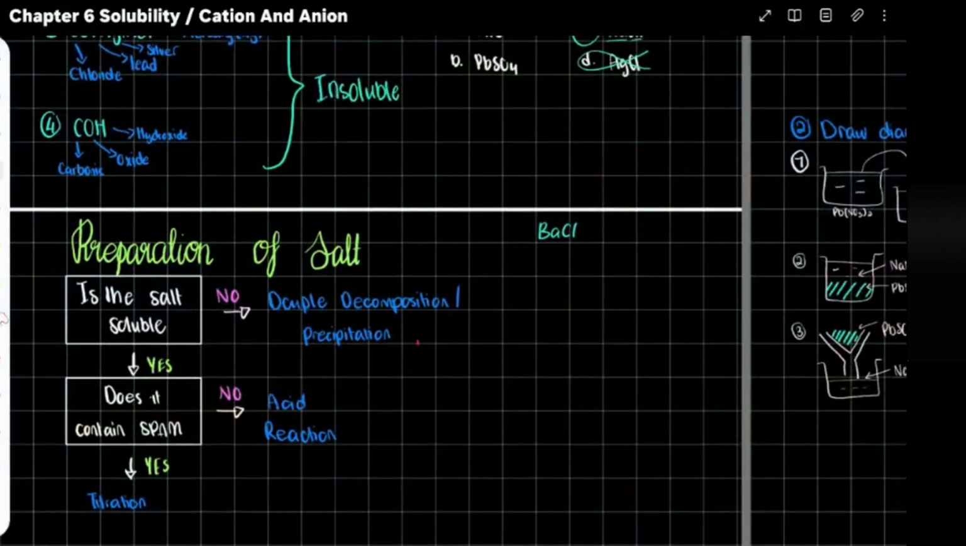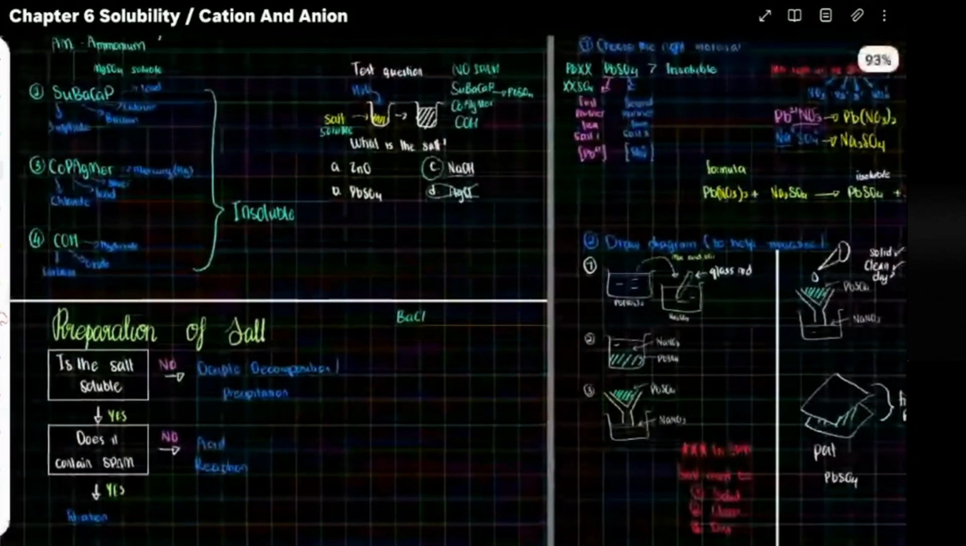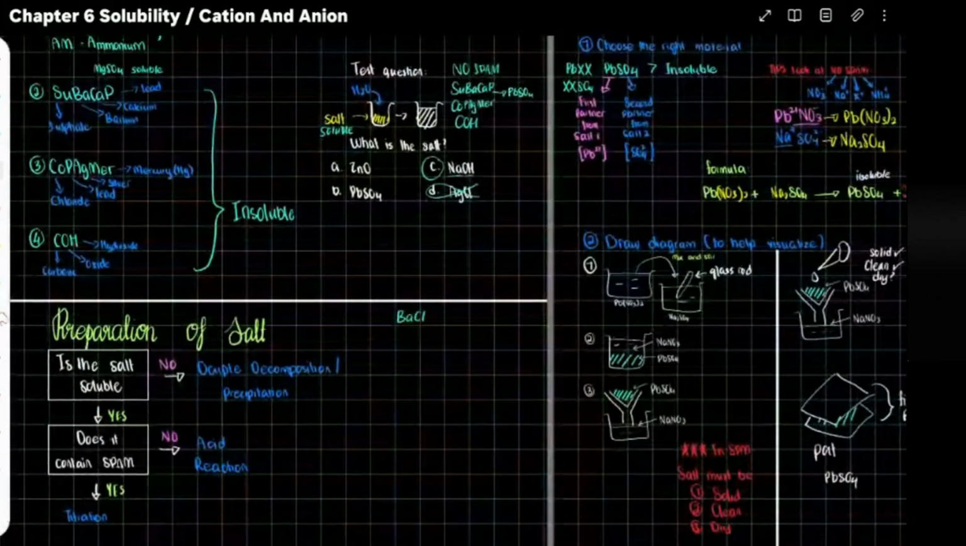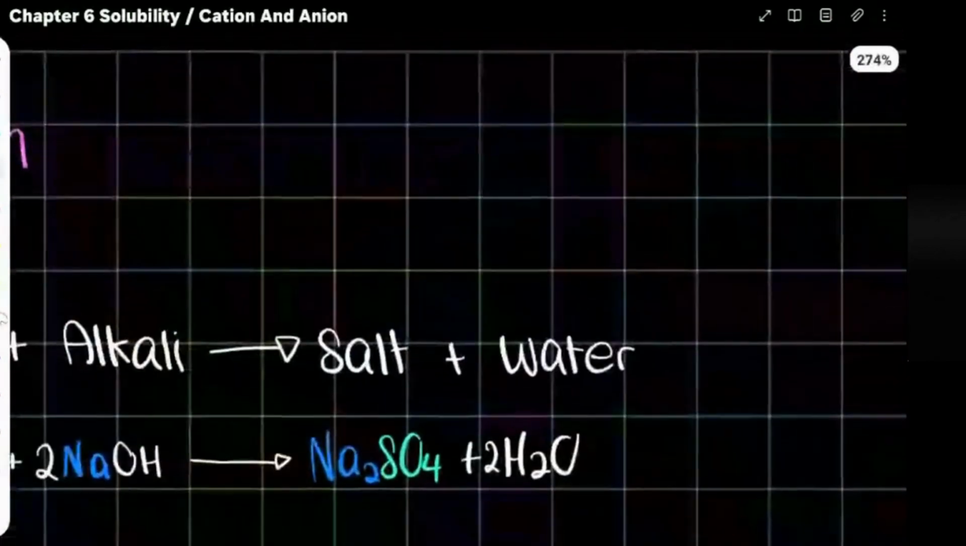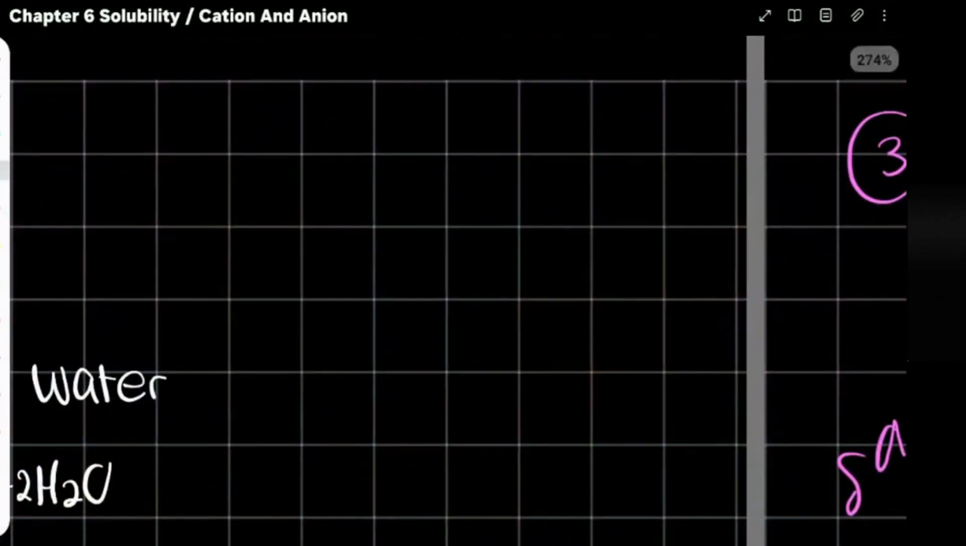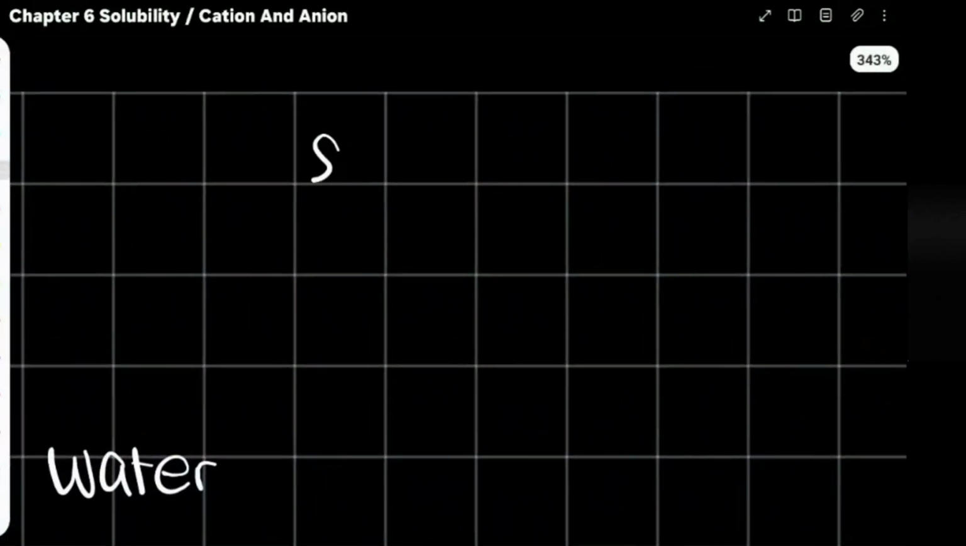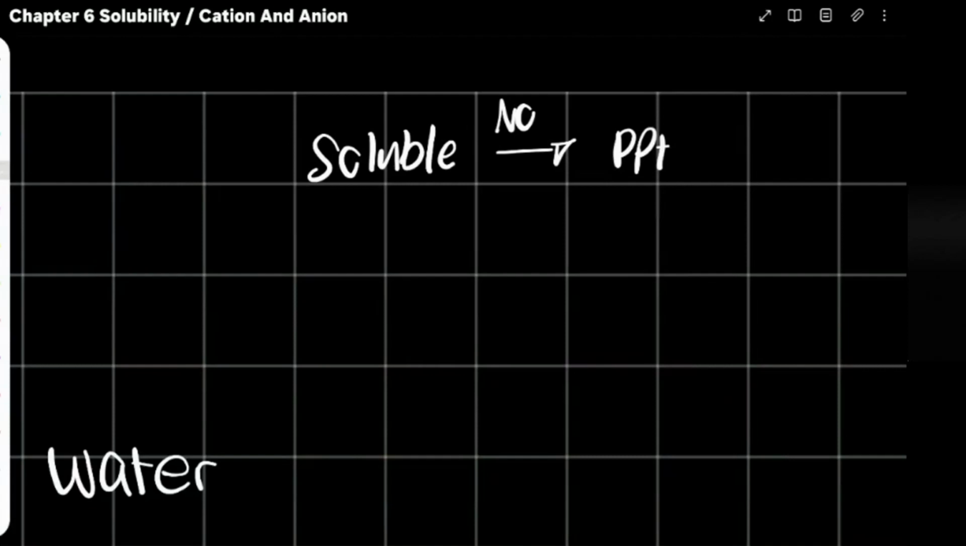Very simple. This is probably very confusing for some people, but it's very simple. So now let's use the second method. The second method is titration. Titration, don't forget the flow chart. The flow chart is like this. So first of all, soluble. Is it soluble or not? If it's not, we use what? Precipitation method or double decomposition method.